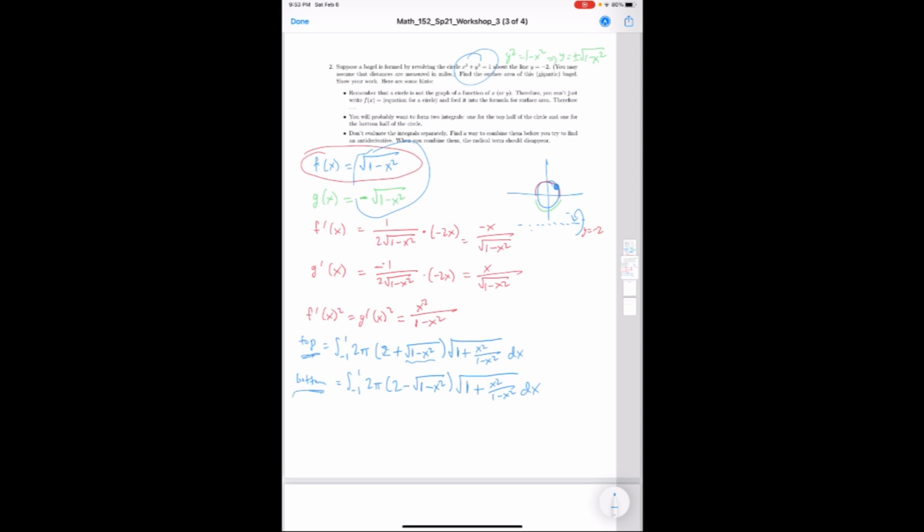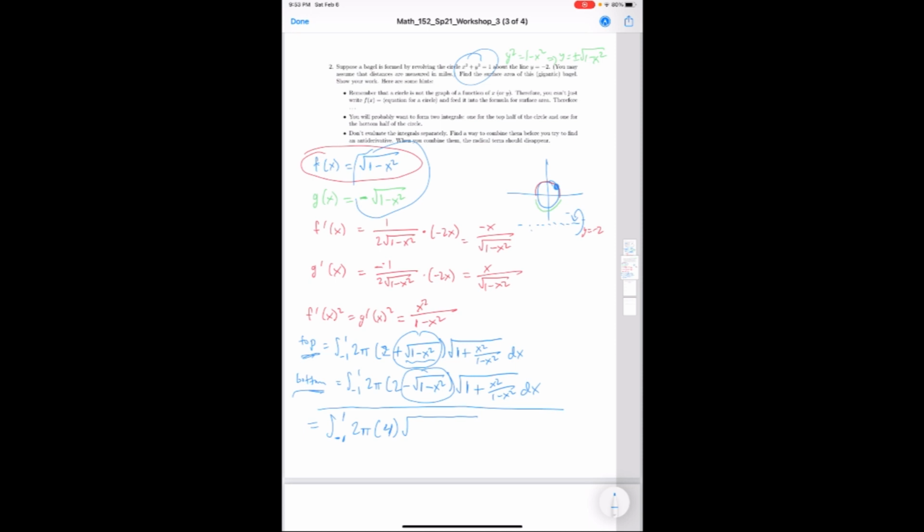Notice that these are almost identical expressions. The only difference is that one of them has a plus square root of 1 minus x squared, the other has a minus square root of 1 minus x squared. What that means is that when we add these two integrals together, which we can do because they're on the same interval, those radical terms are just going to cancel each other out. So I'm just going to add them together. That becomes the integral from negative 1 to 1 of 2 pi, adding 2 plus this radical plus 2 minus this radical. The radical cancels out and I just get 4.